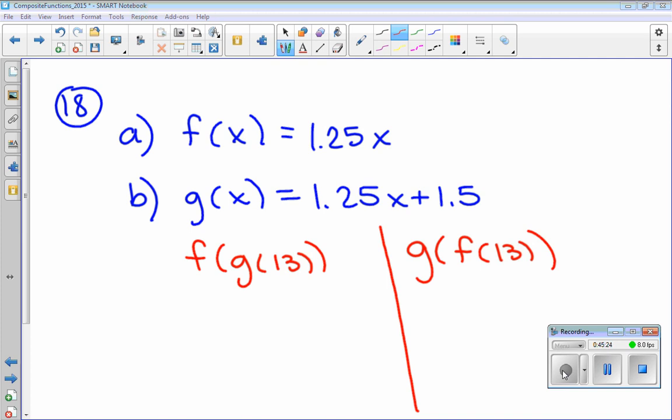When I plug 13 into g, I get 1.25 times 13 plus 1.5, and I get 17.75. Then I'm going to plug that number into f, and I get $22.19. That's how much the video game would be if I did the shipping before the markup. Because you plugged it into the shipping first, right? The 1.5 was the shipping?